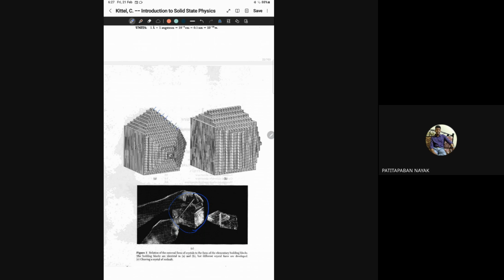So that you can see. These are something called unit cells. Unit cells are nothing but the smallest element of a solid whose repetition will produce that solid. Suppose I'll draw and explain, but this is how a crystalline solid will look.